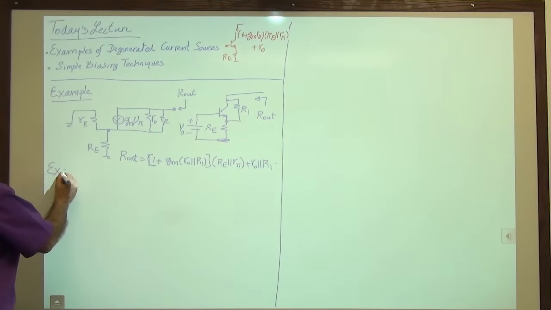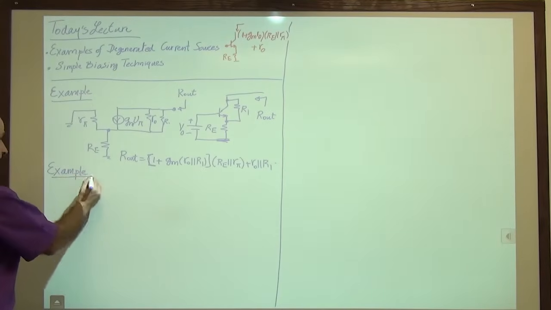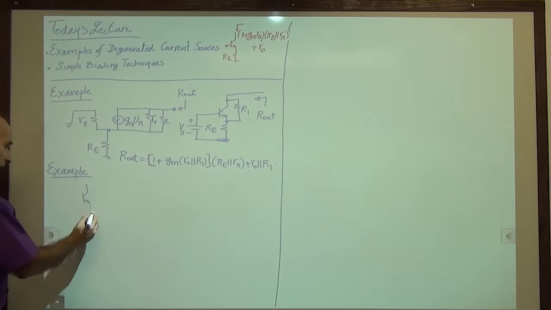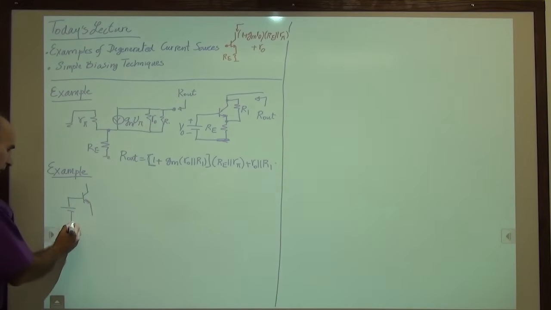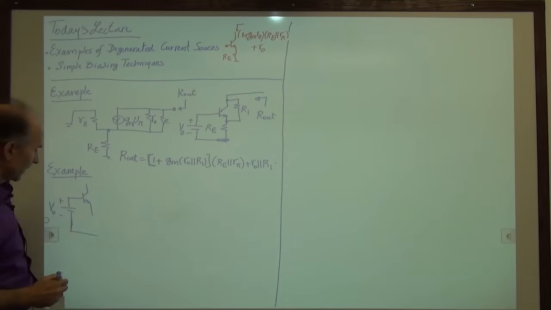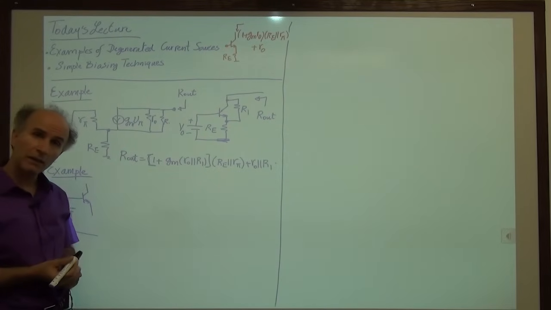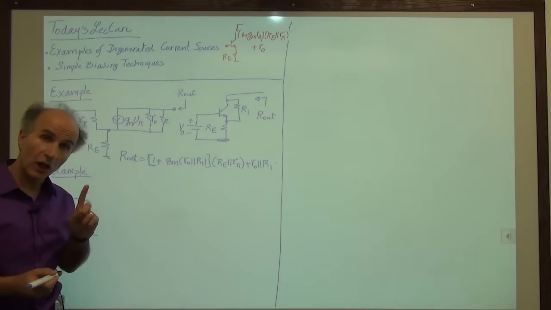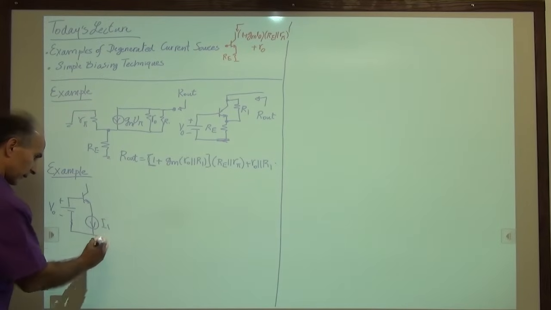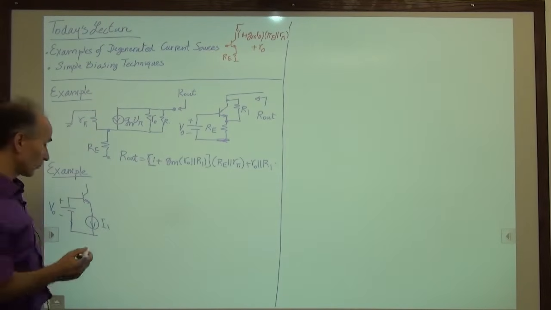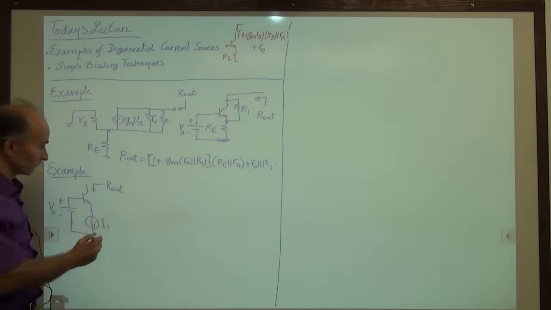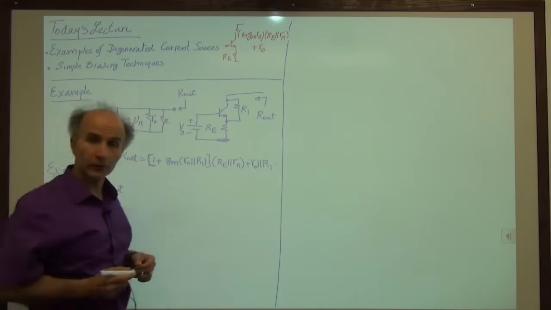Okay, let's look at another example. In this case, I have again a degenerated current source with a voltage of V0. And instead of resistor RE, I will use a constant ideal current source. So here's a constant ideal current source, I1. And I would like to find out how much this output impedance is. Okay, so now what do we do?